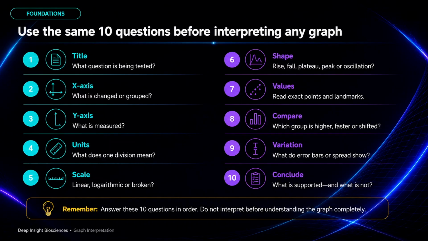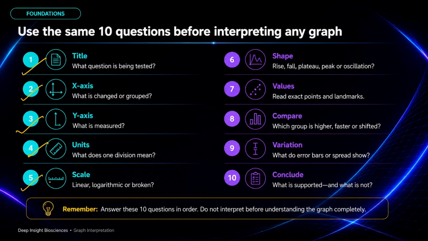Before we end this foundation section, I want to give you one simple checklist. Whenever you see a graph in the exam, ask yourself these same 10 questions in the same order. If you answer them correctly, you will rarely misinterpret a graph. First, what does the title tell you? Second, what is shown on the x-axis? Third, what is measured on the y-axis? Fourth, what are the units?